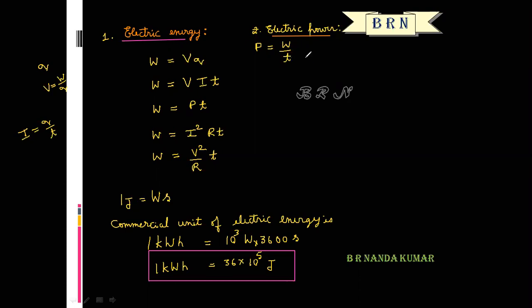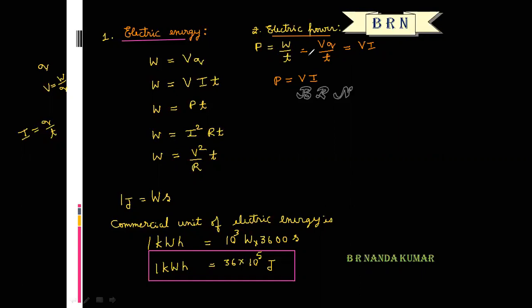This is a mathematical expression. So P is actually W divided by T, which is VQ divided by T. Q by T is I. So P is equal to VI. This is the mathematical expression for electric power.